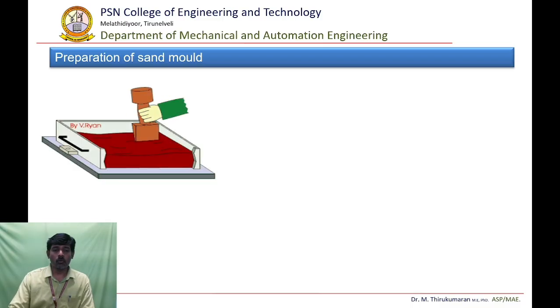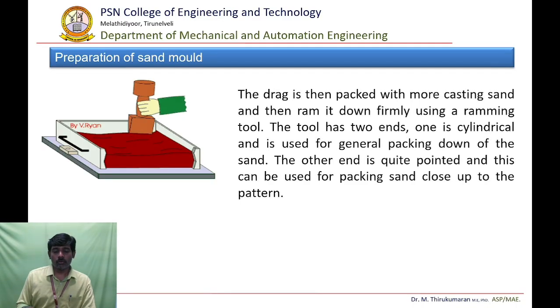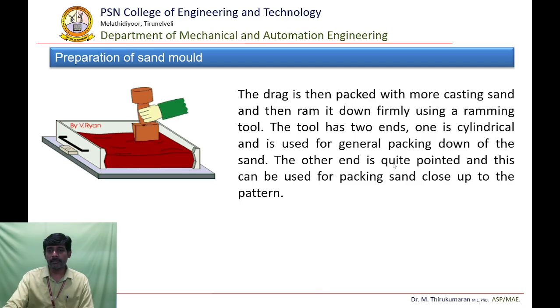So next, once we fill the sand, with the help of the rammer we close back the sands over the pattern. Okay. So the drag is then packed with more casting sand and rammed down firmly using the ramming tool. The tool has two ends. One is a cylindrical end, which is the top of the rammer. And another one is a point, which can be used for packing sand in the corners of the pan. So the point means the bottom of the rammer.